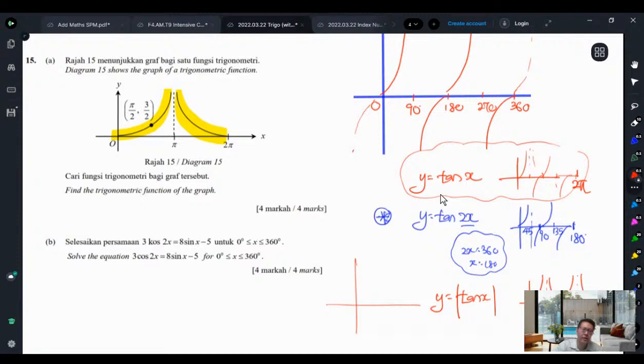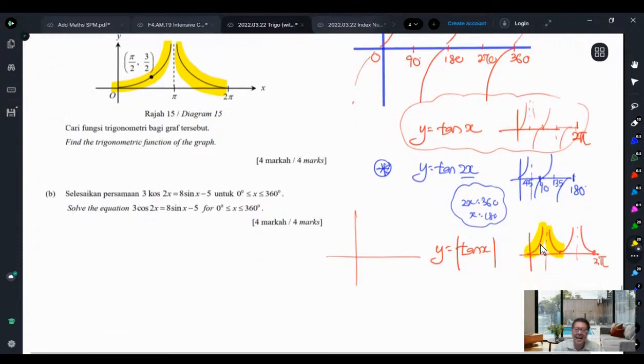This one is 300 or 2 pi. So it seems that I have only this part and this part. It is half only. So it should be y equals modulus of tangent half x. Okay. Now, tangent, the cycle thing is one problem.